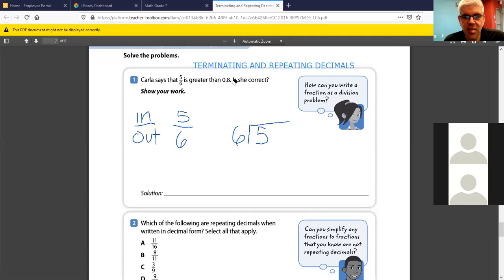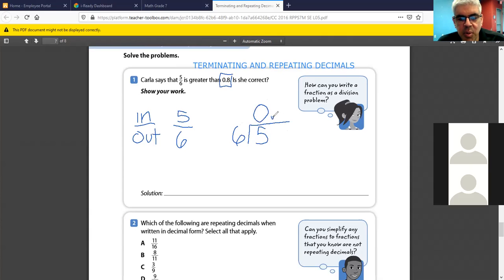So terminating and repeating decimals. And we need to find out how 5/6 compares to 0.8. Okay, so in over out means 6 into 5. So now watch first and then copy. This is what I say. 6 goes into 5 0 times.